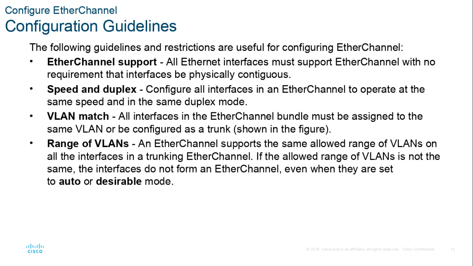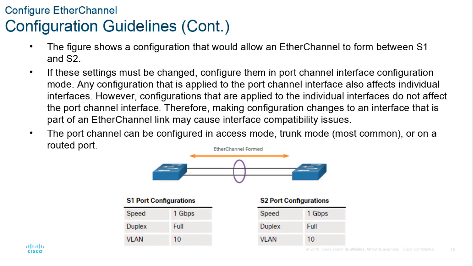Anytime you connect two switches together, you want it to be a trunking connection. The range of VLANs must be the same. If the allowed range is not the same, they will not form up. So just allow them all. So here's a configuration that would form between switch 1 and switch 2. The ports are both gigabit speed. They're both full duplex, and it's VLAN 10. They will form an EtherChannel.